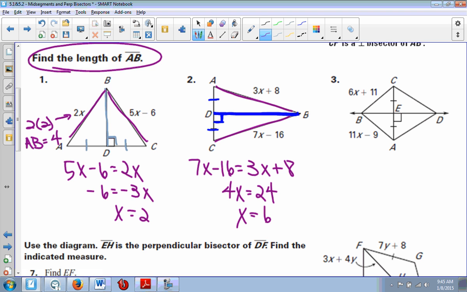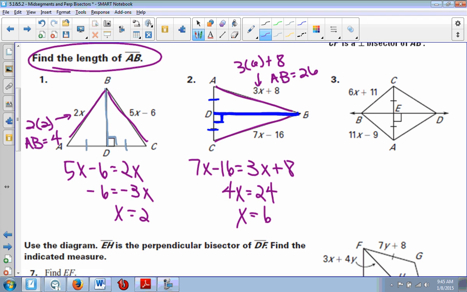Just like the last problem, the value of x is not the end of the problem. We have to plug the x in. 3 times 6, add 8. 3 times 6 is 18. Add 8 to that, and AB comes out as 26.